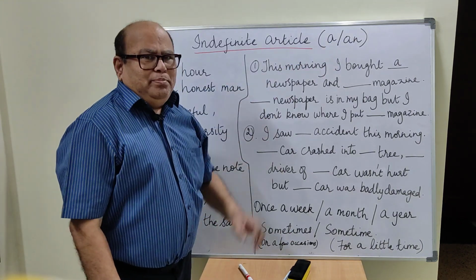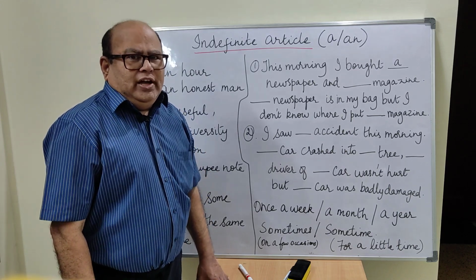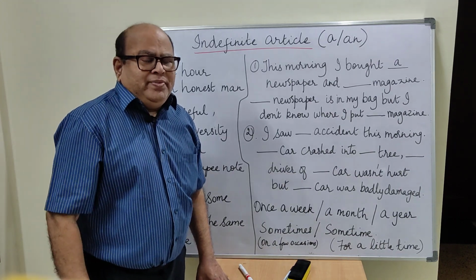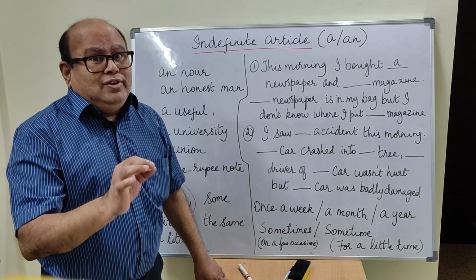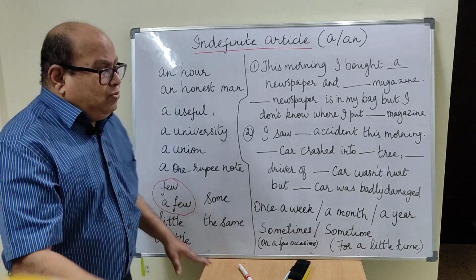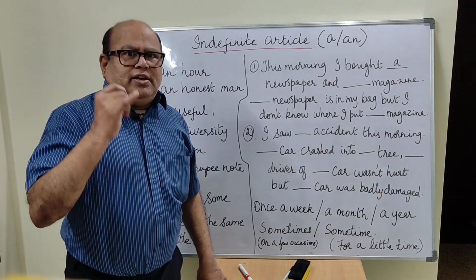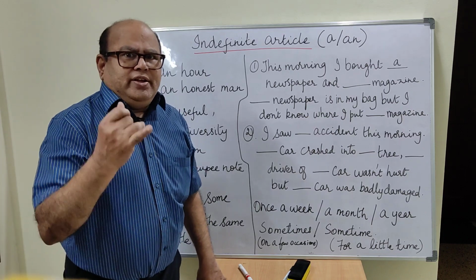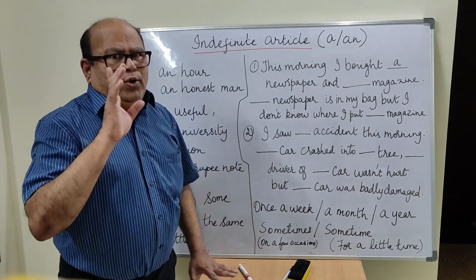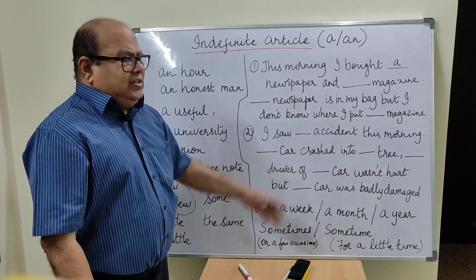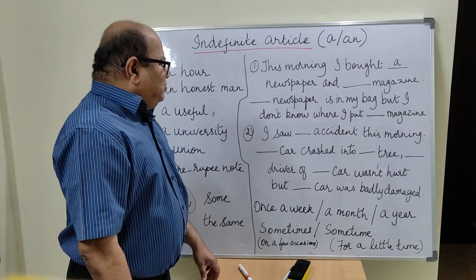Both a and an mean only one. When to use a and when to use an, we will see. An is used before vowel sounds, not just before vowels alone. Before vowel sounds, this is what you have here. What are the vowels? A, E, I, O, U. Meaning only one. Let us see the examples here and then take up the exceptions.